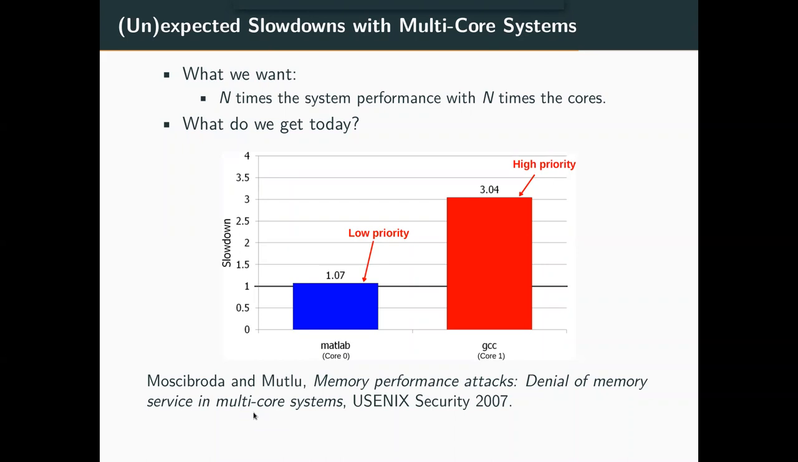Here's an example. We have two different programs, MATLAB and GCC, running on two different cores. GCC has high priority in the operating system for memory requests, and MATLAB has low priority. But yet the slowdown, which is the inverse of our speedup, so higher is bad, the slowdown for our high priority program is way higher than the slowdown for our low priority program. Which is weird, right? You would think GCC should have the highest priority on the CPU. It should have highest priority as far as getting its memory done, but it's not.